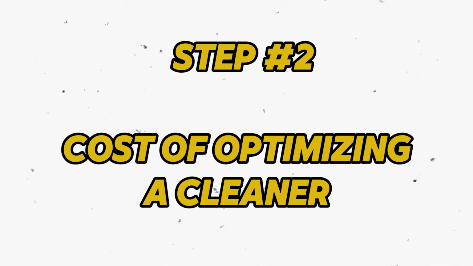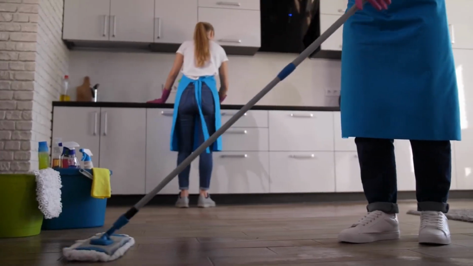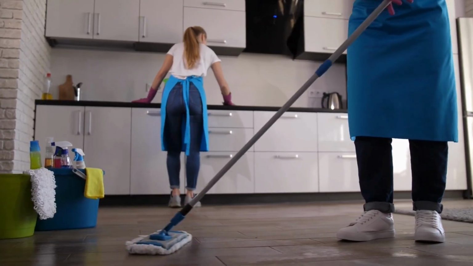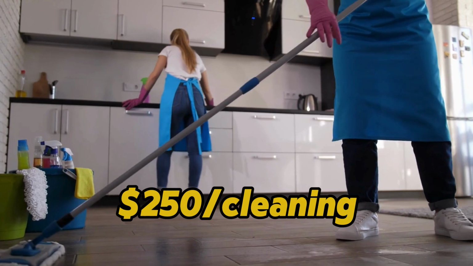Step number 2, and that is this. You have to think about the cost of optimizing a cleaner. Let me tell you what we did early on. In the beginning, I was hiring a cleaning company, and I will tell you that about a 2 to 3 hour clean was costing us about $250 per clean. Now, I want you to think about this. Here's where an optimization to cut a lot of the costs comes down.